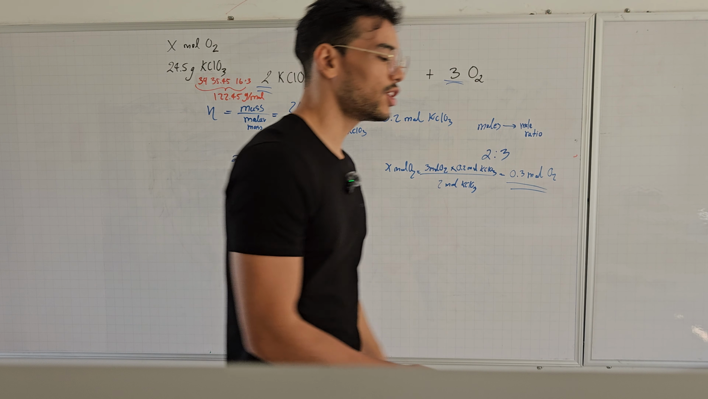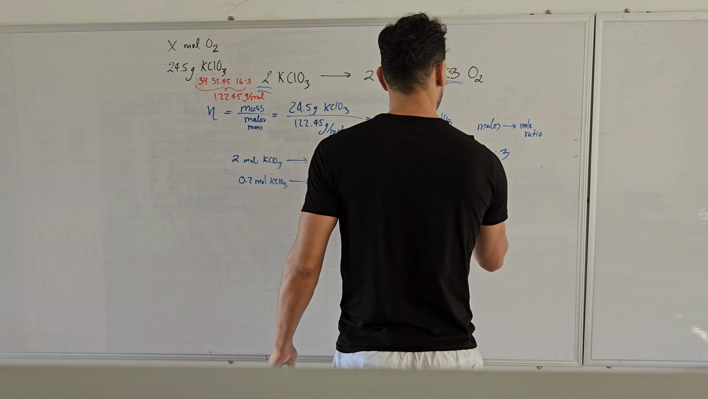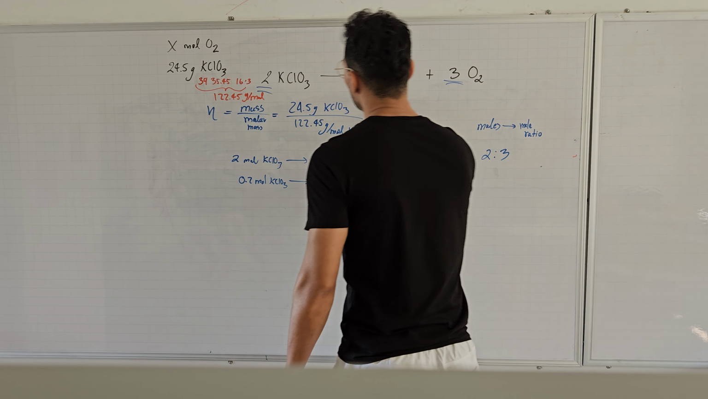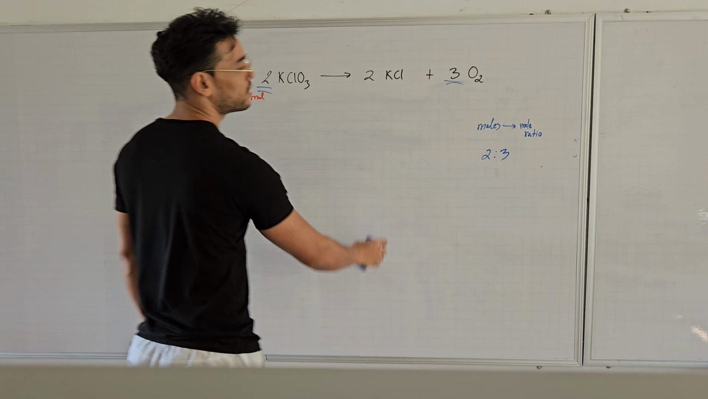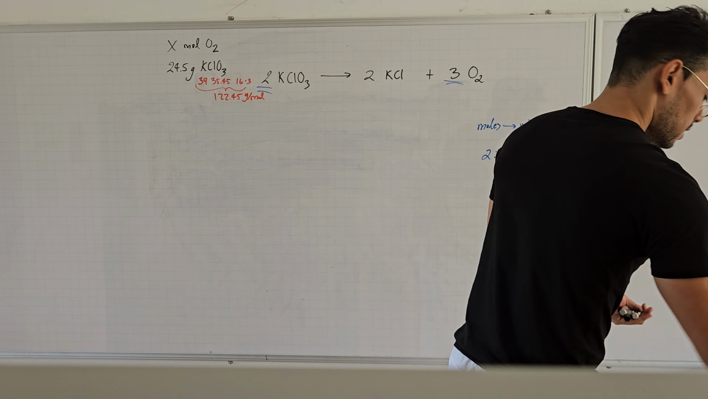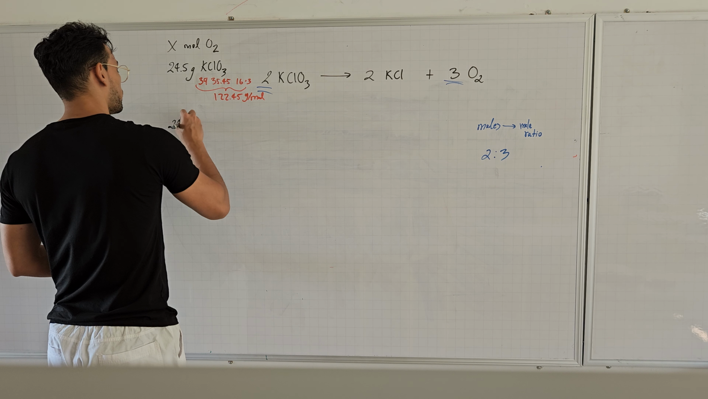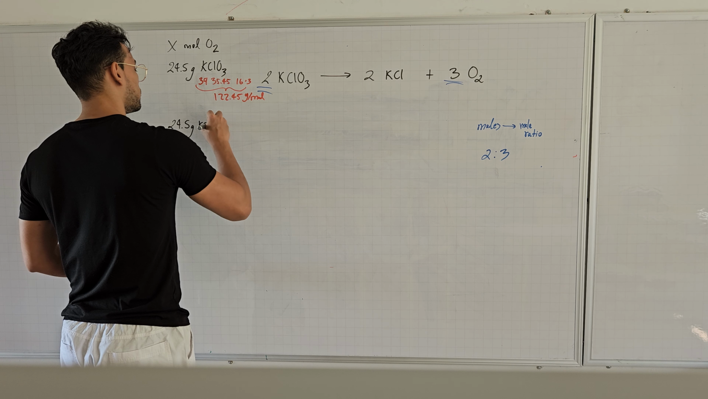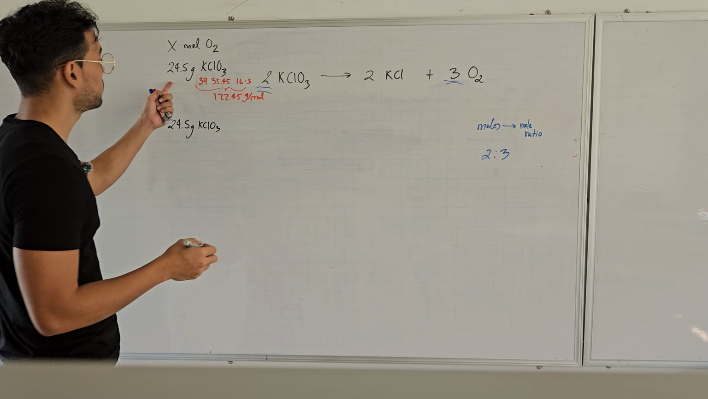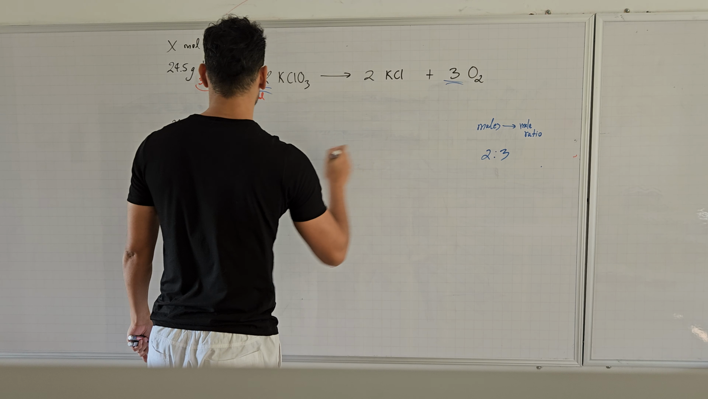Let's do it using stoichiometry. So let's erase everything and let's use only stoichiometry. Everything in one single row. So we have 24.5 grams. That's our starting information. We don't have anything else besides that. So we always have to turn it into moles.